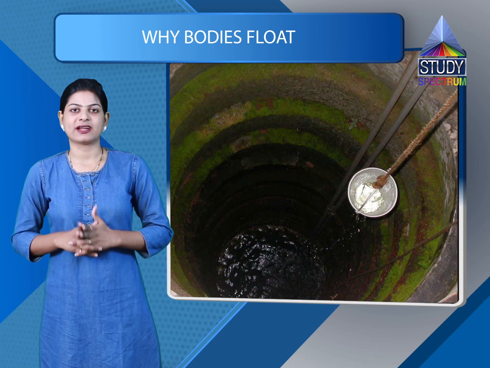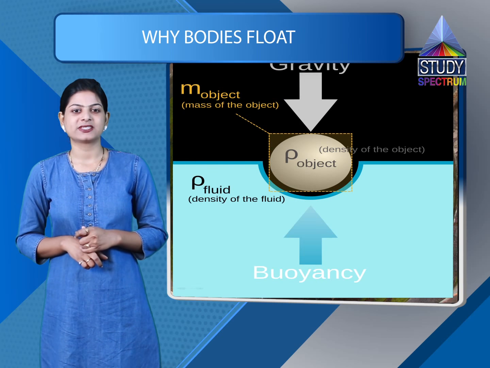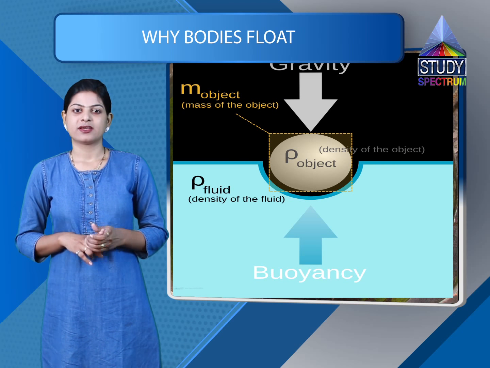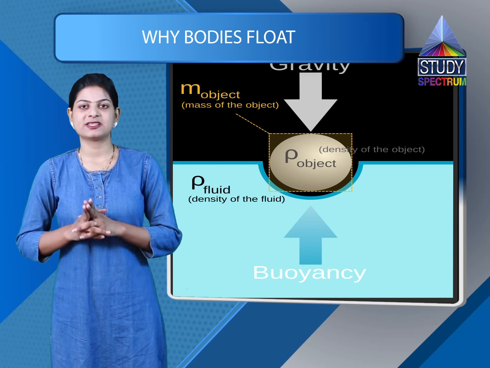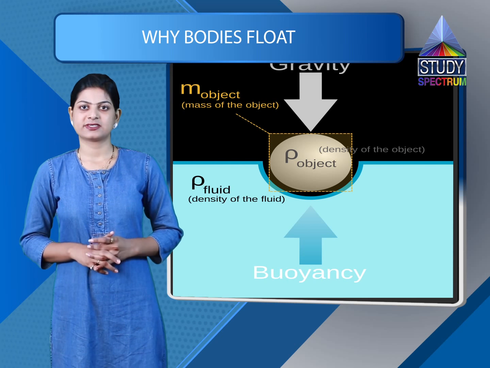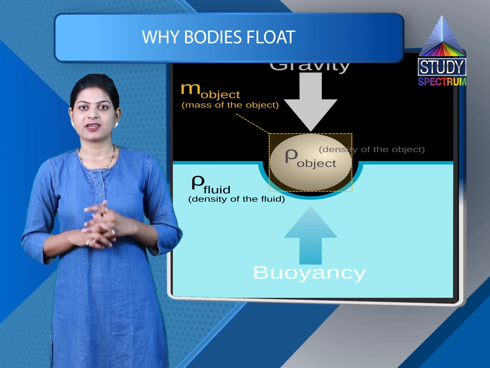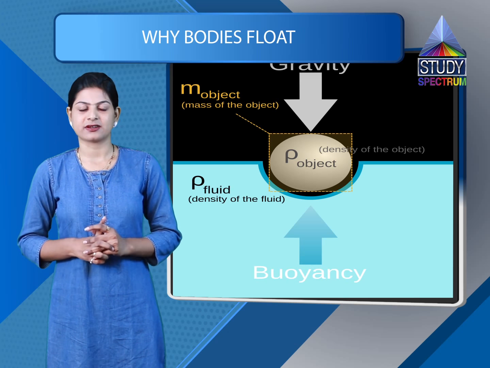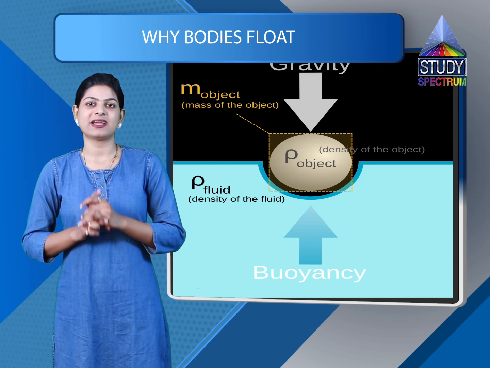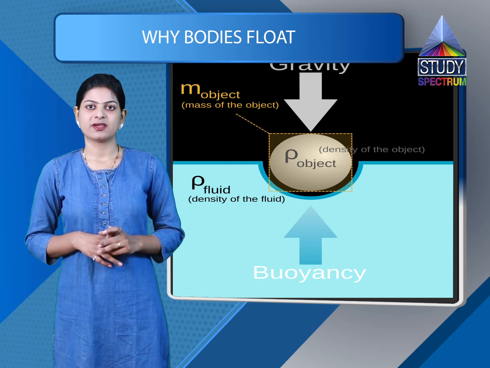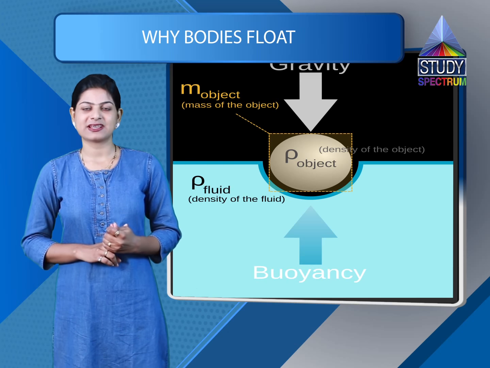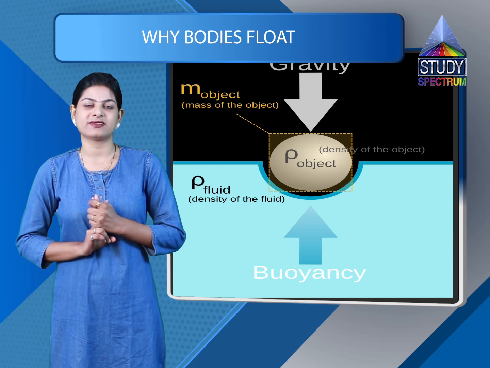It depends on two factors: the volume of the object and the density of the liquid. First is the volume of the object. If the volume of the object is greater, the buoyant force exerted by the liquid will be greater. Second is the density of the liquid. The buoyant force is maximum when the density of the liquid is greater.